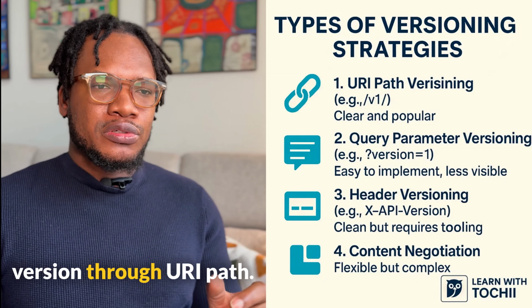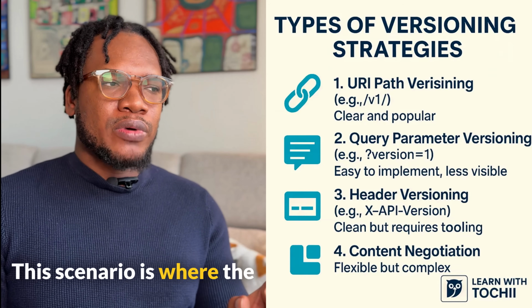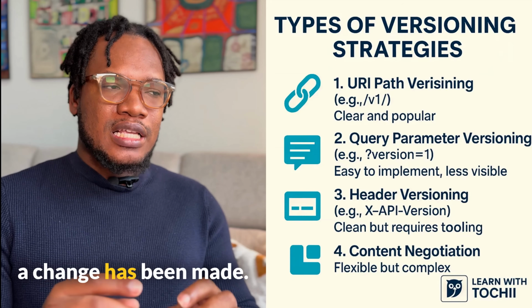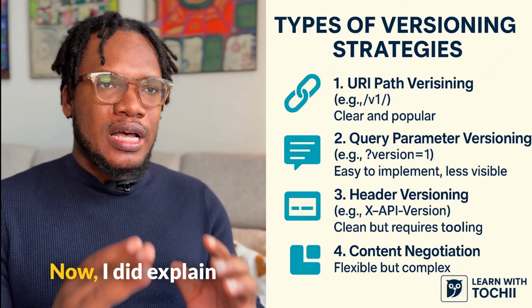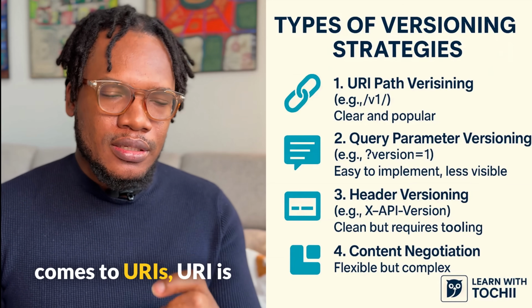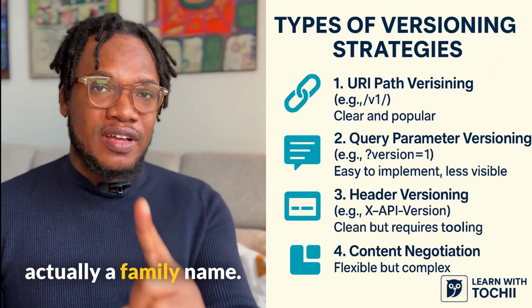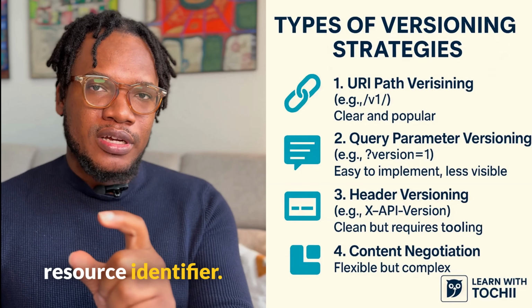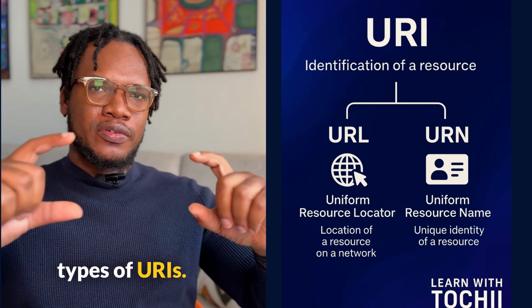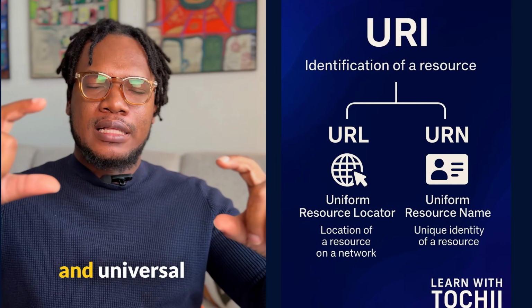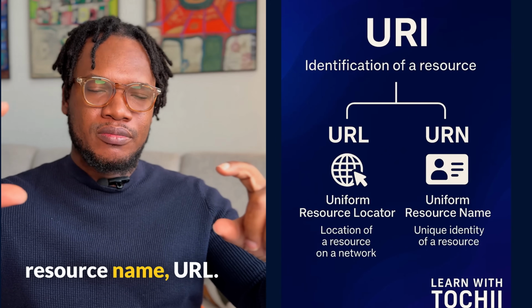Now, when you version through the URI part, this is the scenario where the URI is updated to reflect a change has been made. Now, I did explain this earlier. There are 3 things when it comes to URIs. URI is actually a family name. URI means Universal Resource Identifier. There are 2 types of URIs. One is your Universal Resource Locator and Universal Resource Name.